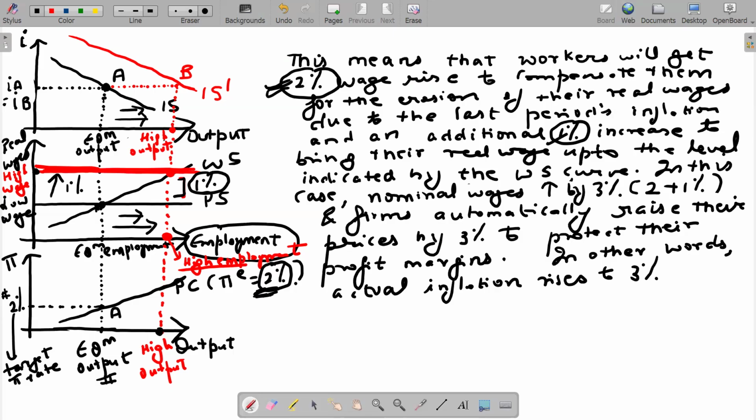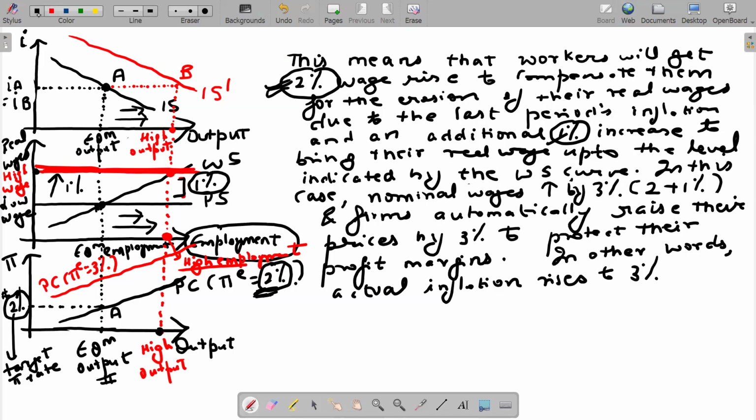That means what will happen to the Phillips curve? For the same output level, inflation, instead of being 2%, now becomes 3%. That means my Phillips curve is going to shift up. So it's going to shift to the red Phillips curve. So I can draw another Phillips curve like this. This red Phillips curve corresponds to people now expecting inflation to be 3%. The black Phillips curve was the initial Phillips curve corresponding to expected inflation of 2%.